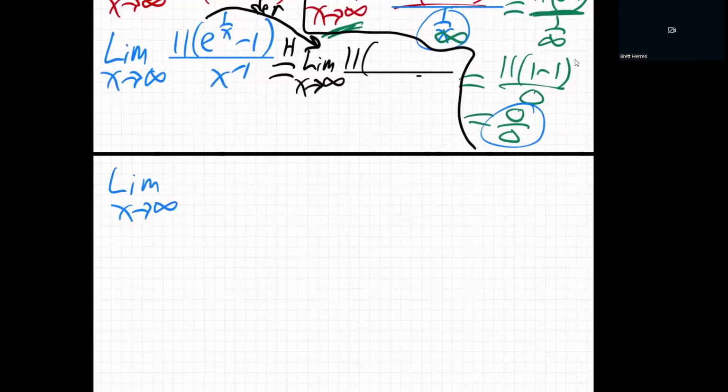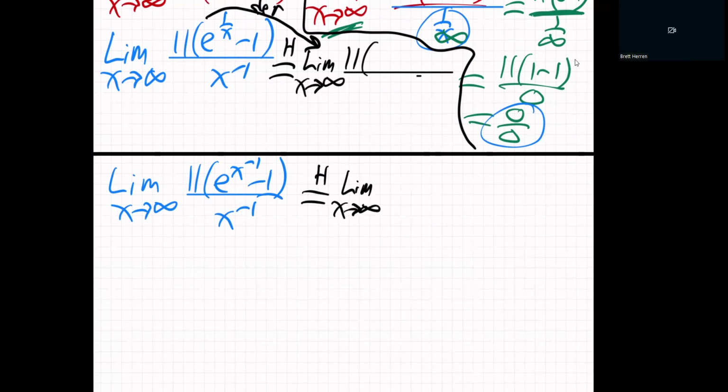Okay, so let's try again. So 11, I'm going to write this e to the x to the minus 1, minus 1, right? And the bottom, same thing on the bottom. Okay. Now let's do L'Hopital. I'm going to put an H there. I'm doing L'Hopital's rule. Okay, so here we go.